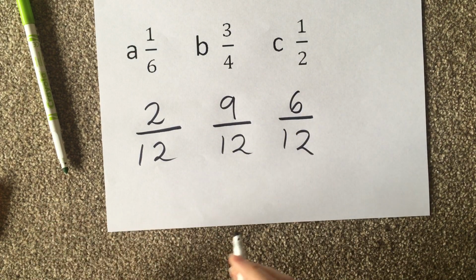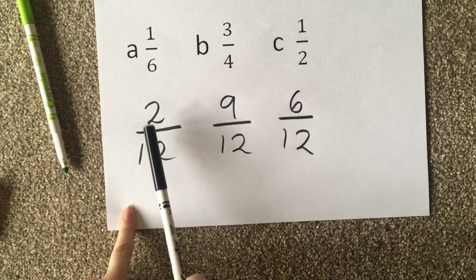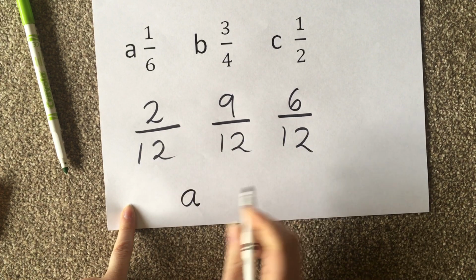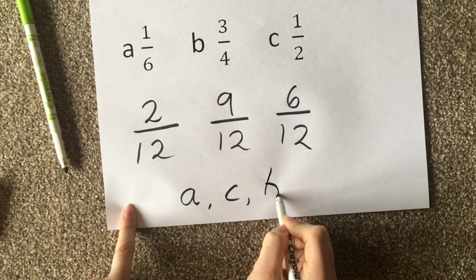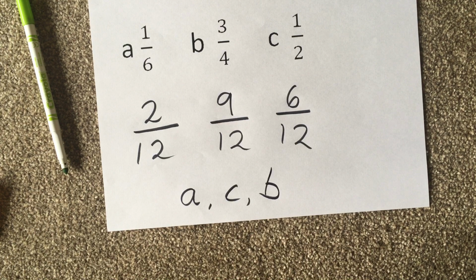And now all it leaves me to do is put them in order from smallest to largest. So the smallest is A, the next one would be C, and finally it's B. There you go. Have a go yourself.